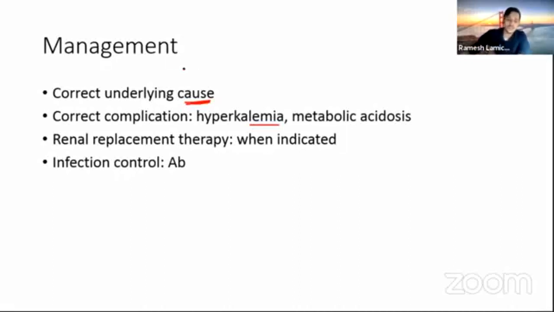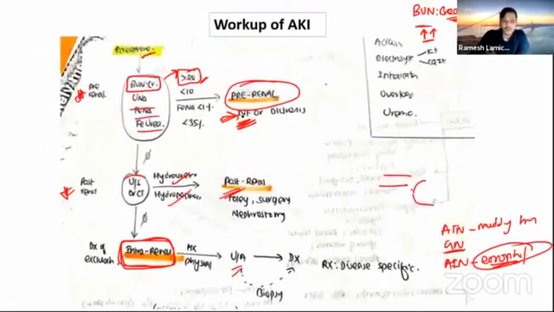So first thing is you should correct the underlying cause and complication, and renal replacement therapy whenever it is indicated, okay? So renal replacement therapy ta kokhon amra dite hobe AKI er khetre. So here is one mnemonic you can think about, AEIOU. AEIOU dekhe mone rakhte parba.